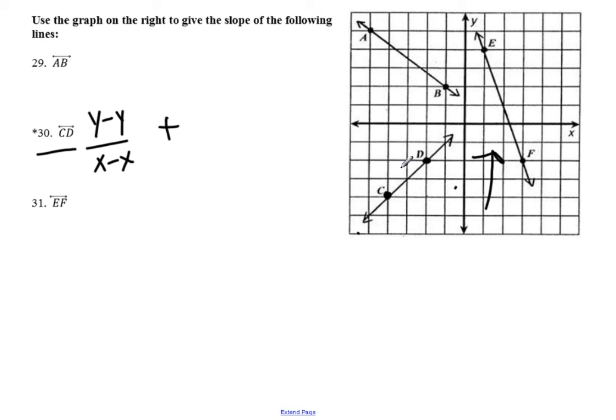And from C to D, how do I get from C to D? Well, I can go y 1, 2 over x 1, 2, which gives me a positive 1. Or I could go from D to C, y 1, 2, x 1, 2. Either way, I get 2 over 2, which is a slope of 1.